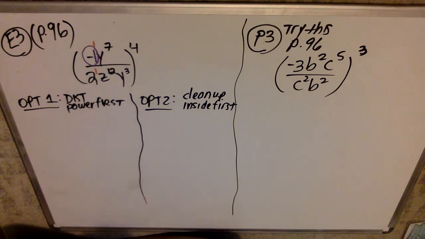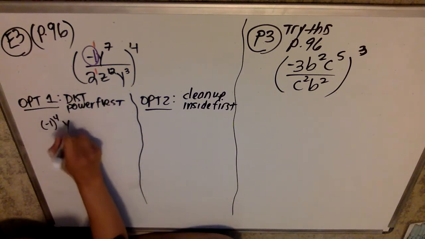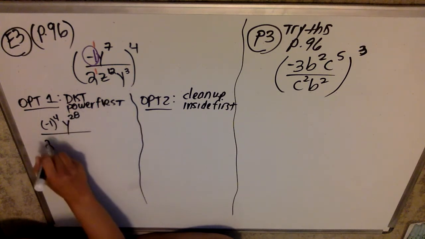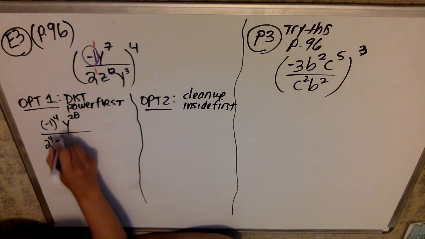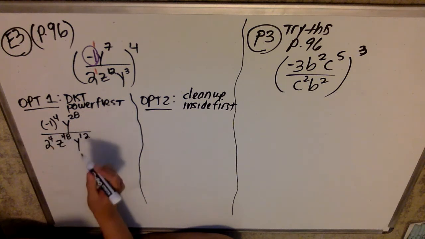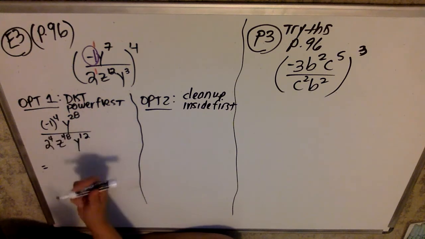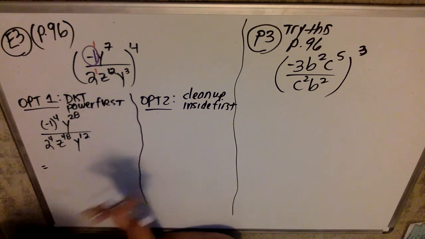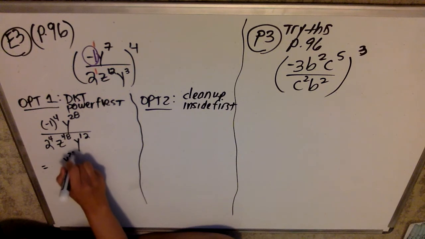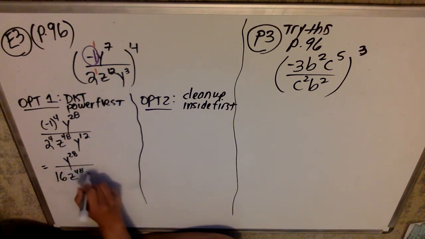So if I distribute this power, I'm going to get a -1 to the 4th, a y to the 28th because of the 7 times 4. On the bottom, I'm going to get a 2 to the 4th, a z to the 48 because of the 12 times 4, and a y to the 12th, right? If I clean up the numbers really quickly, because that's an easy thing to do, I get a 1 on the top, which is probably not worth me writing. A -1 to the 4th is a +1, which I'm probably not going to write. So I get a y to the 28th on the top. On the bottom, I have a 16, a z to the 48, and a y to the 12.